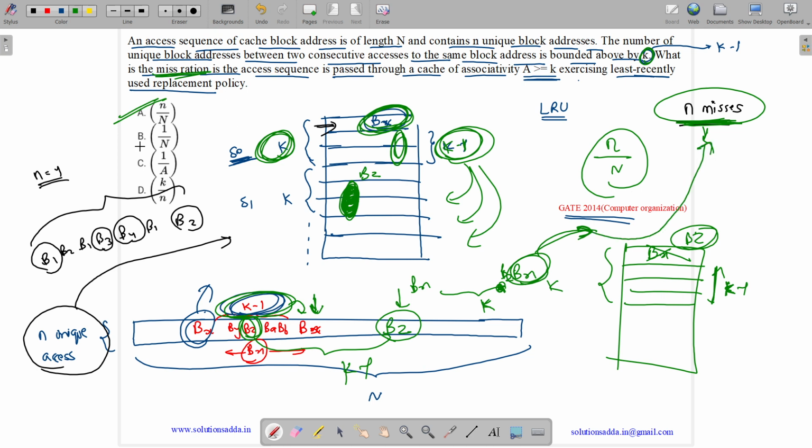Actually, there is no option representing that. So this is a small typo in the question. It should be k minus 1, and we will get only n misses, and the answer to this question will be option A, small n by capital N.